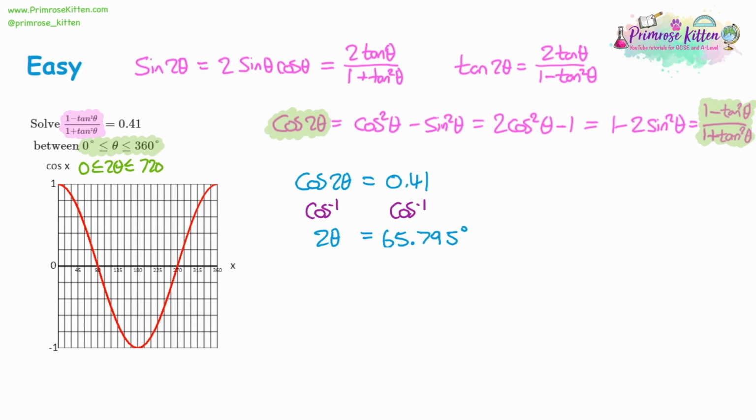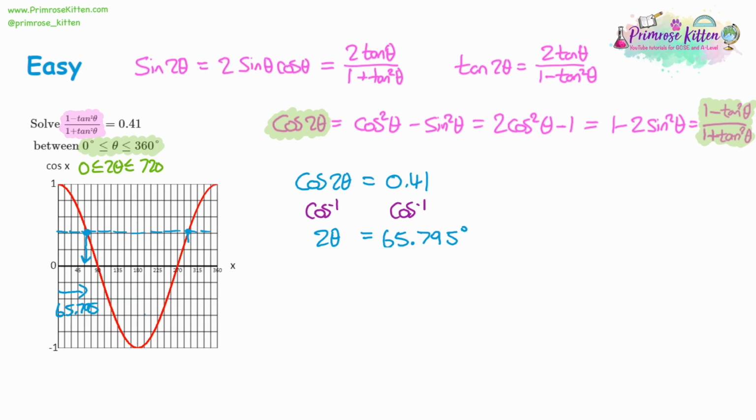Now for cos 0.41, I'm going to be going through around about here. We've got our first answer. Now we can see it's in between 45 and 90, and we've got 65.795. So that makes sense for us. So our first answer is 65.795 in from the left.